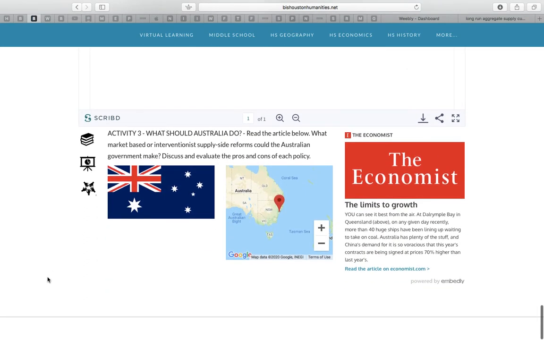Okay, the final activity is to look at Australia and to look at this article from The Economist and decide what Australia should do. I'd like you to make use of CLASP, which is conclusions, long-term, short-term, assumptions, stakeholders, pros and cons, and priorities. And I'd like you to think about whether Australia should utilize supply-side policies given its current economic condition, which you'll find out in the Economist article.